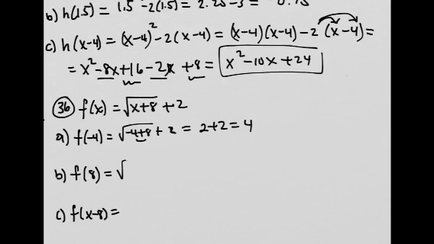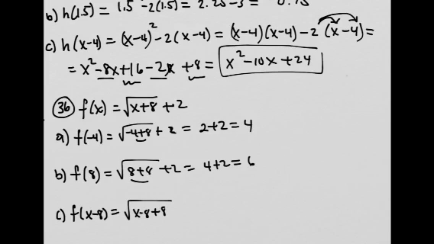For the next one, 8 plus 8 plus 2. So 8 plus 8 is 16. The square root of 16 is 4. So that gives me a 6. And then the next one, x minus 8 plus 8 plus 2. So right here the 8's cancel. So I'm left with the square root of x and then the plus 2 on the outside.